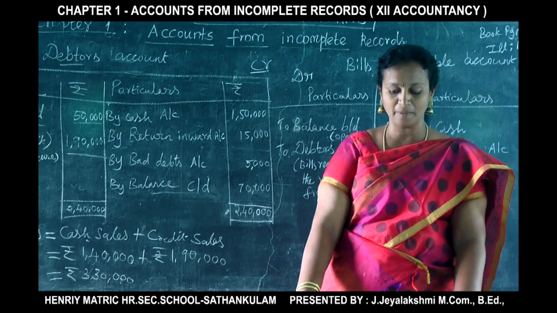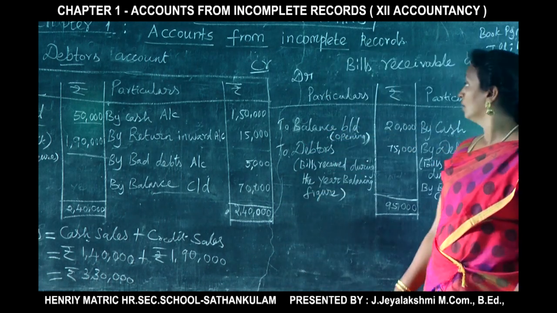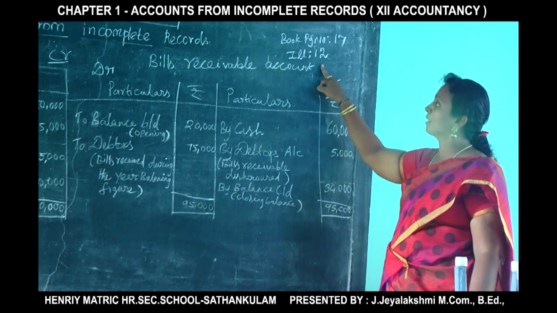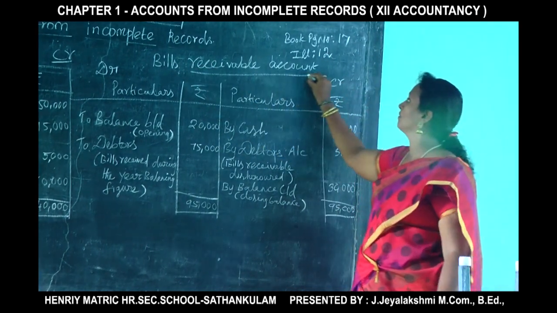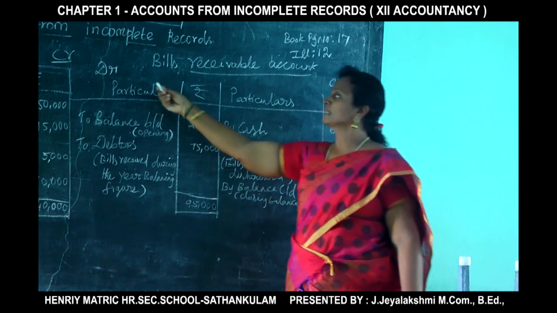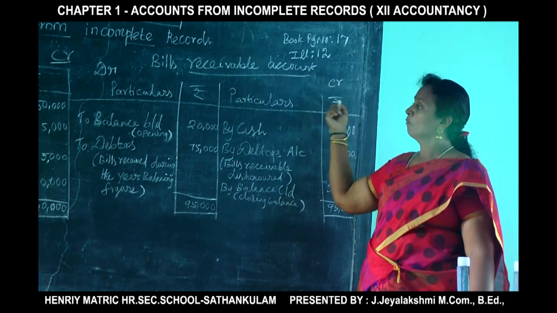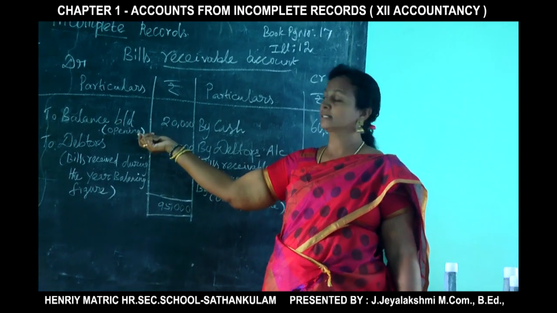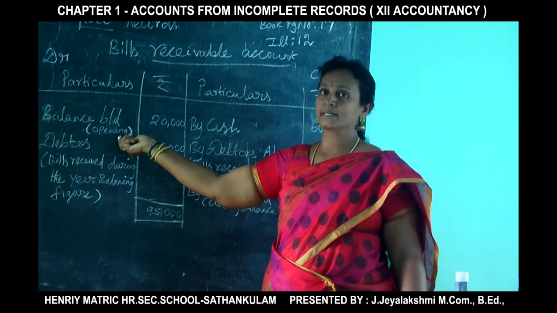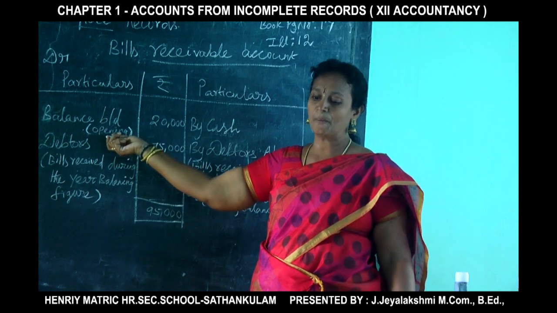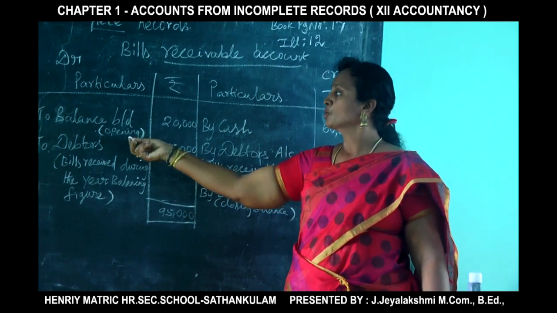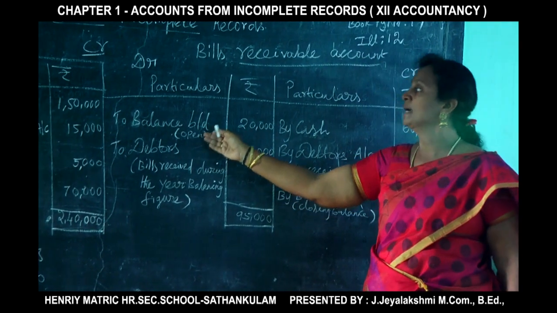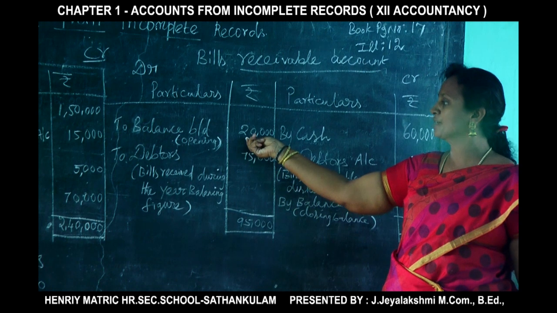Bills receivable account. Now see book page number 17, illustration 12, the bills receivable account we are going to calculate. We have the debit side and the credit side. The opening balance of bills receivable is given in the question, so we write "to balance brought down". That amount is carried here, so we write 20,000.